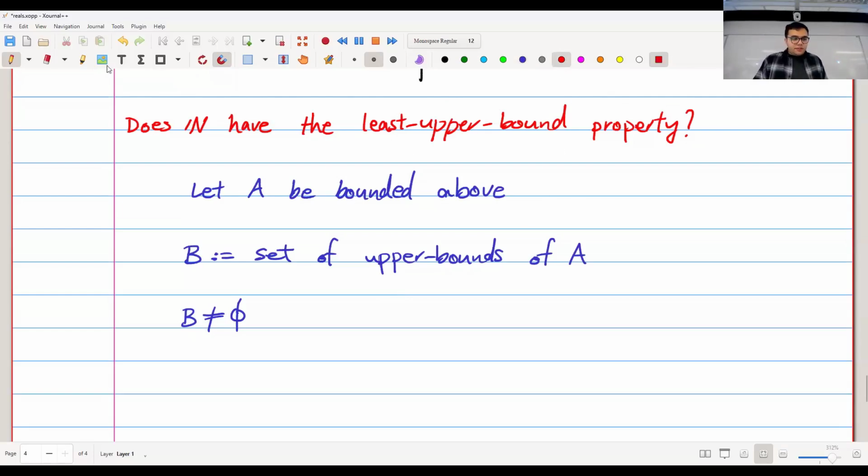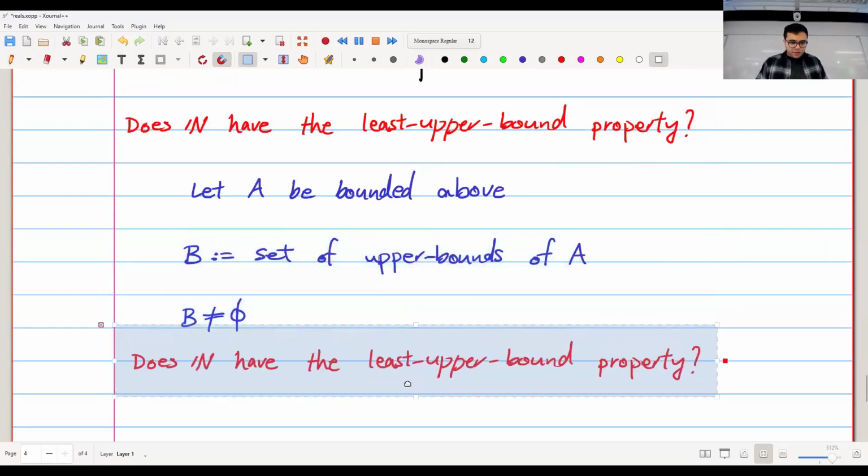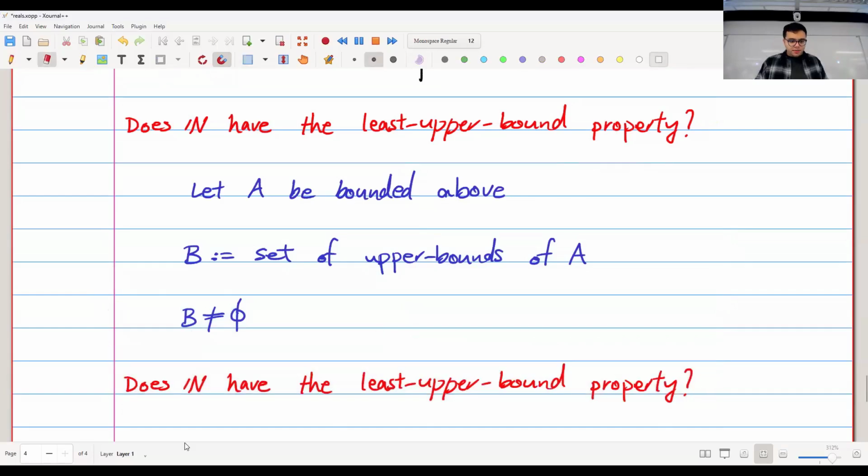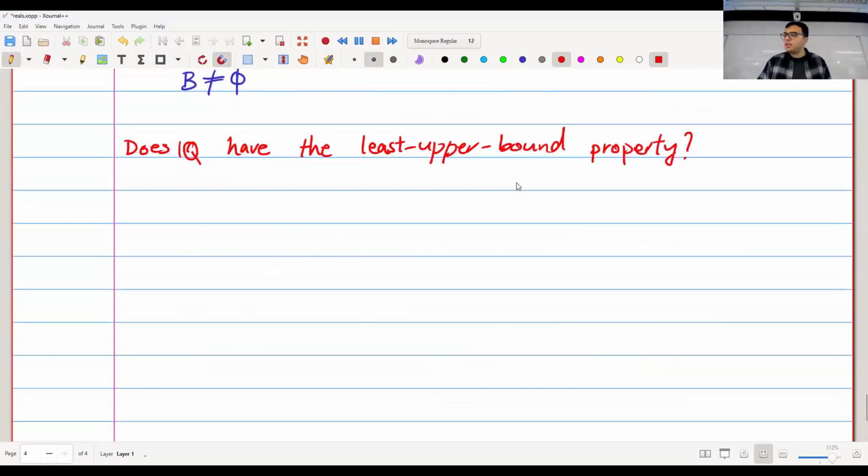But what's interesting is that when we go from natural numbers to rational numbers, we actually lose this property. So if I ask you, does Q have the least upper bound property? The answer here is suddenly no. Can you think of a subset of Q that is bounded from above, but doesn't have a supremum, doesn't have a least upper bound?